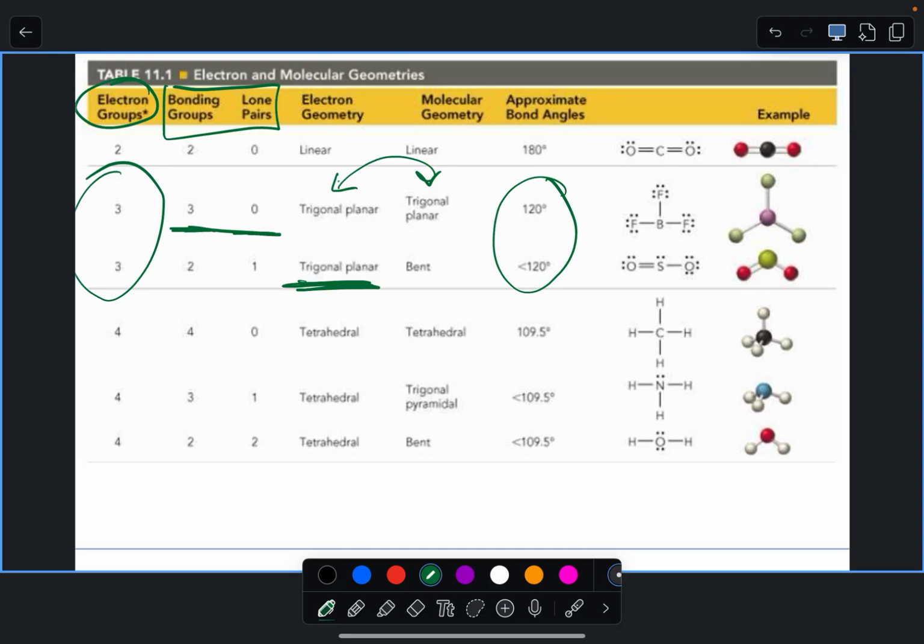Okay, and then last thing, here's my lone pair. Again, the molecular geometry for this guy, in this case they use SO2, I think, and we used O3. The shape is bent, okay? And the angle is slightly less than 120.